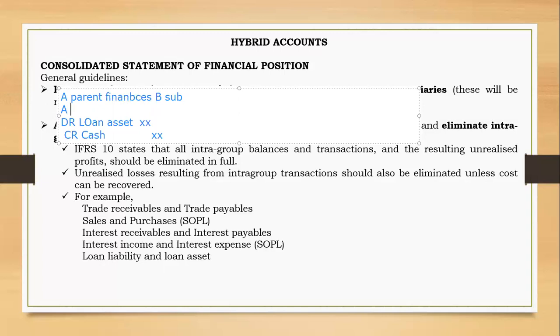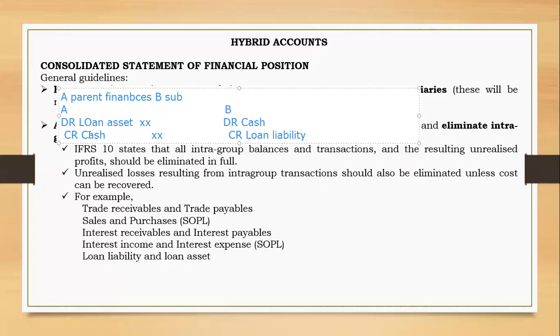But at the same time, we have B here. And what has B done? B has actually received the money, so B has debited cash. And at the same time, B is owing that amount. In due time, B should pay back. So we have the loan liability, just like this. So you have to eliminate these ones.